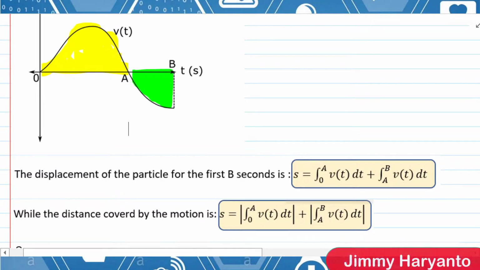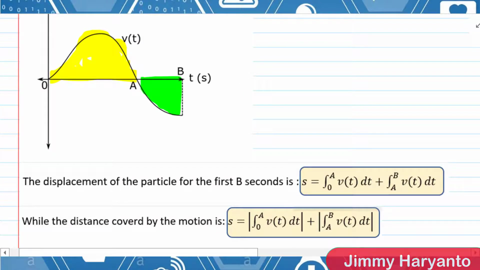Okay, and what is the difference with the distance? For the distance, you have to add the area of each region without the negative, so I put absolute value for both calculations. Yeah, that is the difference. For the displacement, maybe you will have a negative value. That's okay, because displacement has direction, right? So negative is important. Let's say the first one is 10 and the next is negative 5. The displacement will be 5 meters.